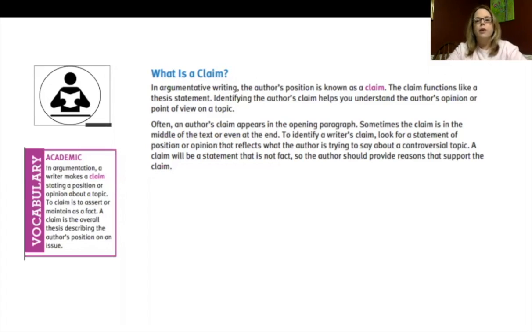To identify a writer's claim, you need to look for a statement, a position, or opinion that reflects what the author is trying to say about a controversial topic. A claim will be a statement that is not a fact. So the author should provide reasons that support the claim. So there'll be reasons that back up this claim, okay?